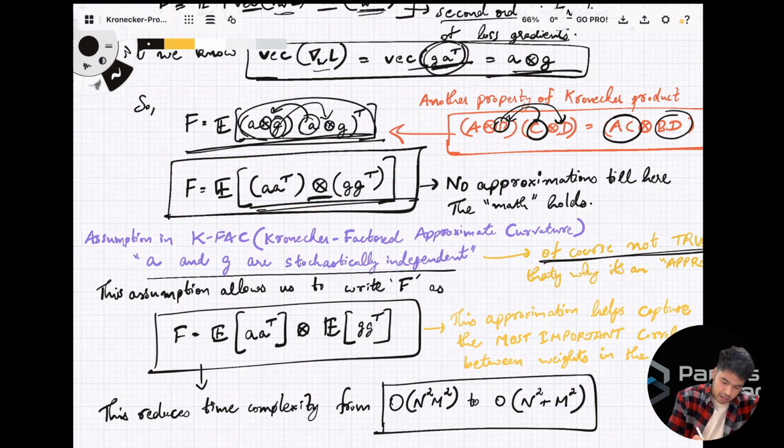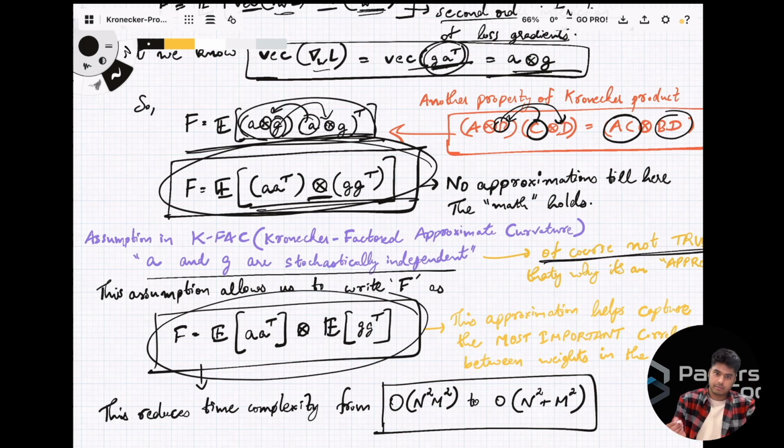And this assumption allows us to break this formula into two parts, right? Initially, this was one entangled matrix whose expectation you're calculating. That is AA transpose Kronecker product with GG transpose. But now what happens is you can split this expectation. You have expectation of AA transpose, and you can Kronecker product that with the expectation of GG transpose.